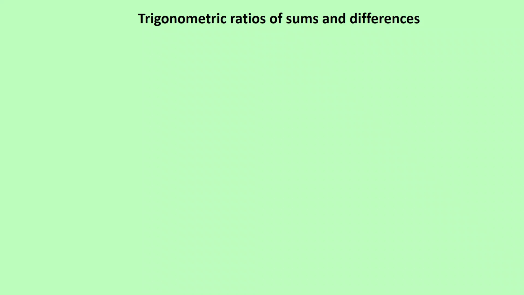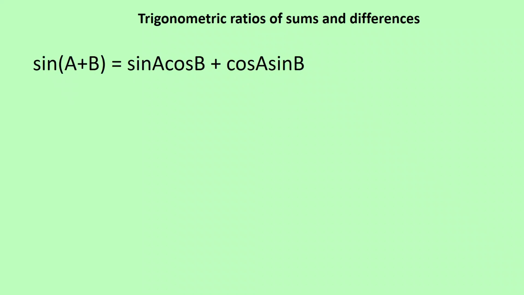and then we can move on to this video, which discusses some sums and differences of the angles and the values of trigonometric functions corresponding to those sums or differences. So what we'll be looking at in this video is basically three formulae. The first formula is sine (A plus B) is sine A cos B plus cos A sin B.